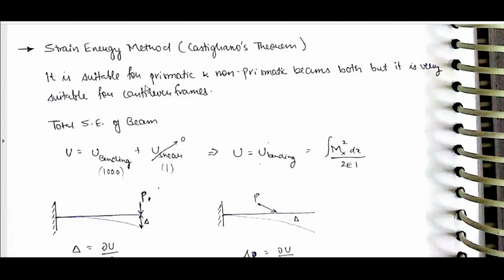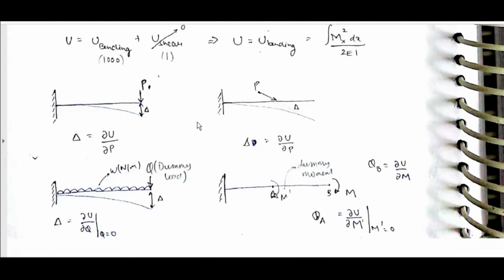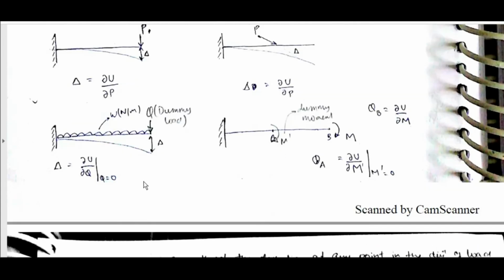Another method is the strain energy method, Castigliano's theorem. It is suitable for prismatic and non-prismatic beams both, but it is very suitable for cantilever frames. Total strain energy of the beam U is equal to U bending plus U shear. If U bending is in the range of thousands, then U shear will be in the range of 1, so it can be neglected. U is equal to U bending, which is integral Mx square dx by 2EI, and delta is equal to dou U by dou P. If P is in this direction, then in this direction only we will get delta as dou U by dou P.